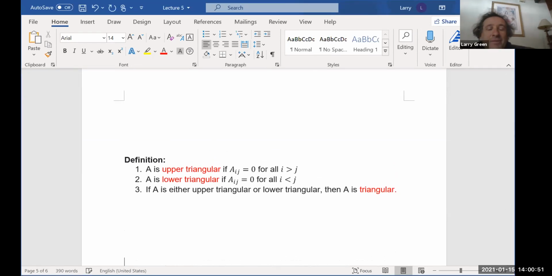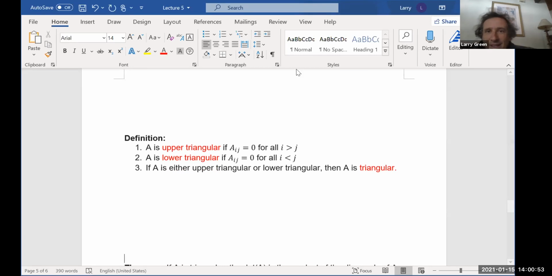So first thing, some definitions for you. They're nice, easy definitions, by the way. So a matrix A is called upper triangular if aij equals 0 for all i greater than j. So that means that kind of the bottom part are all zeros. Below the diagonal is all zeros.